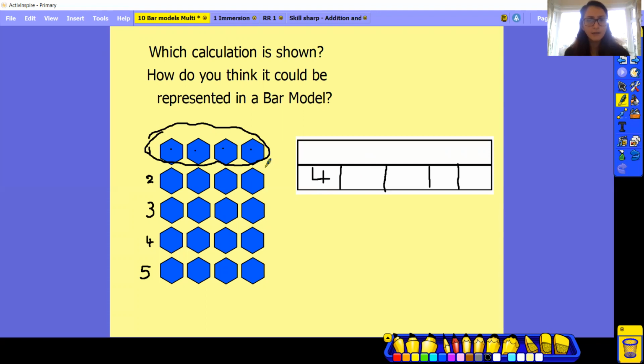Let's have a look at the next row. Again, what is this one going to be worth? Let's count again. 1, 2, 3, 4. I wonder what the next box is going to be worth. Let's have a look again. So we've got 1, 2, 3, 4.